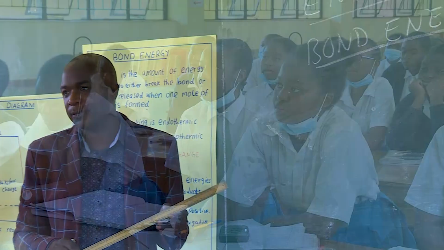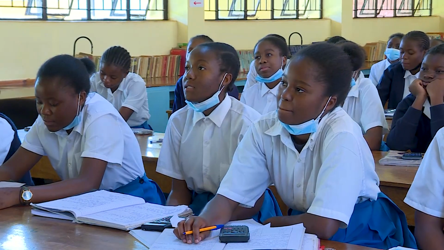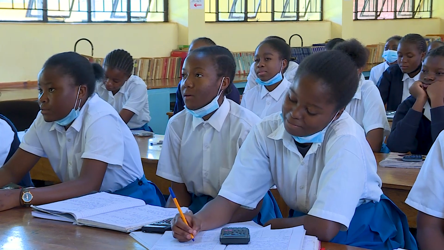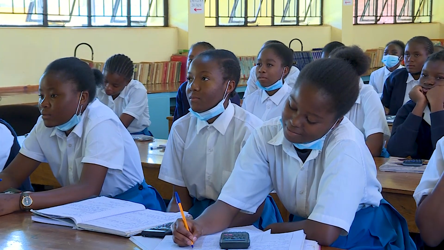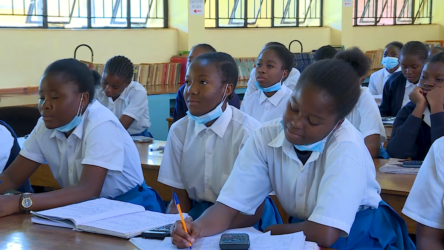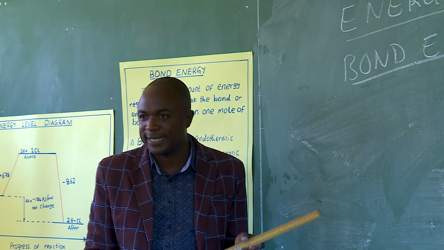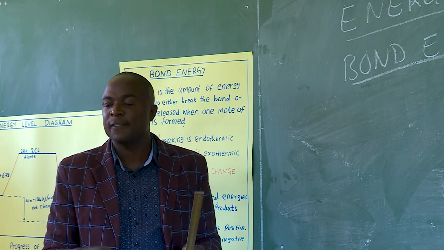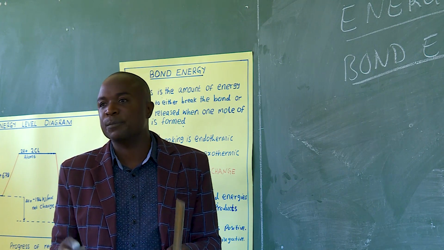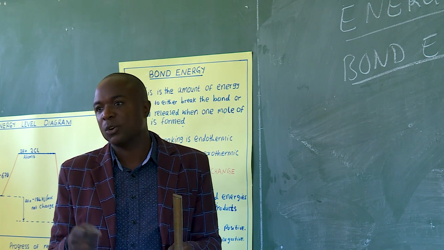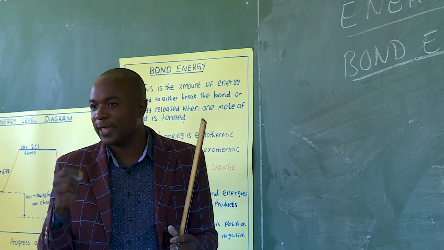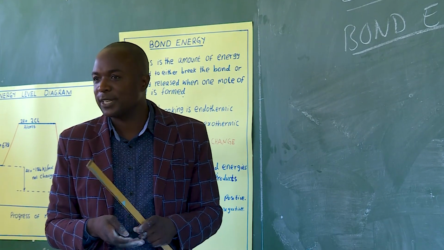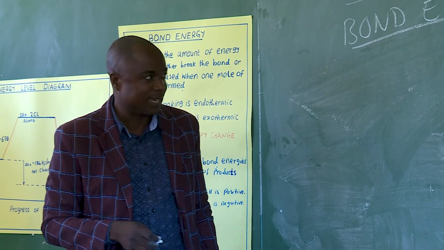What is an enthalpy? This is the total energy of one mole of a substance. The total energy in one mole of a substance. Or we can simplify it by simply saying the enthalpy is the heat content of a substance.